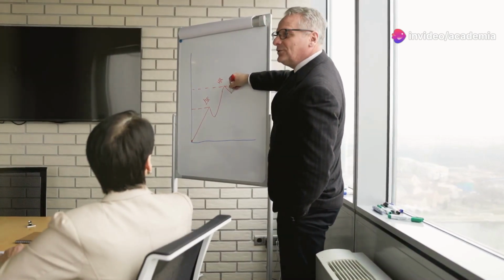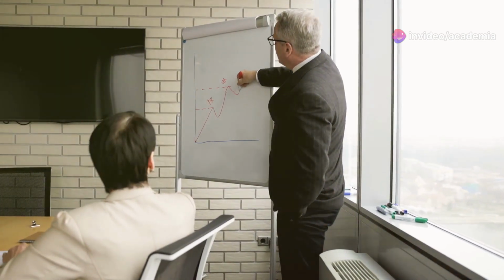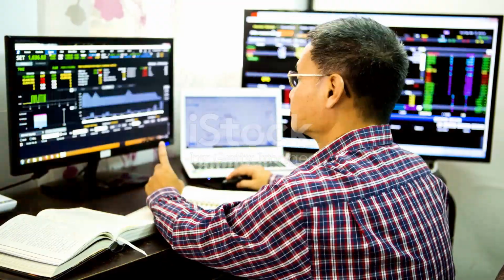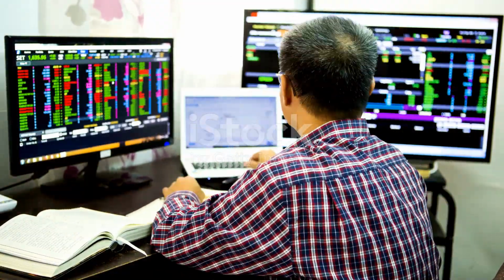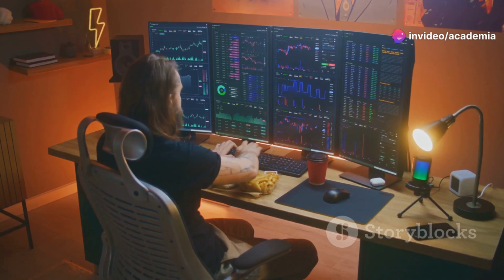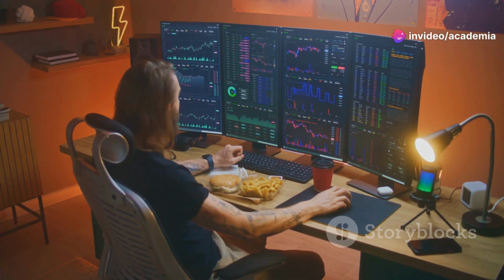The Jade Lizard is a unique option strategy that combines a short put spread with a naked call. It profits from moderate price movements and is suitable for traders with a bullish to neutral outlook on the underlying asset. To execute a Jade Lizard, you sell a put, buy a lower strike put, and sell a call.